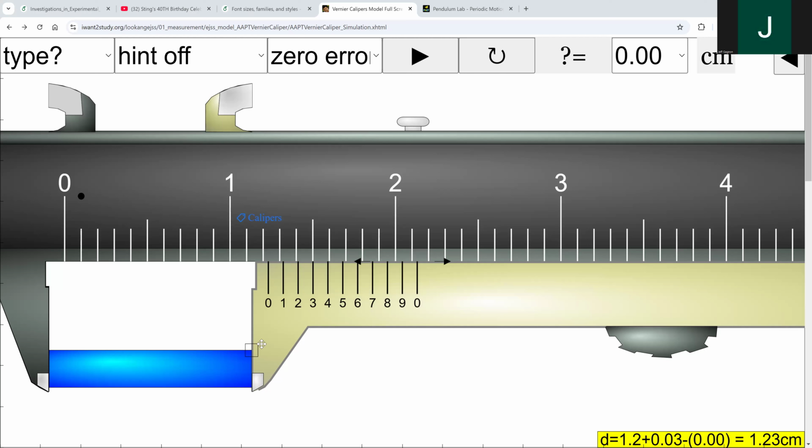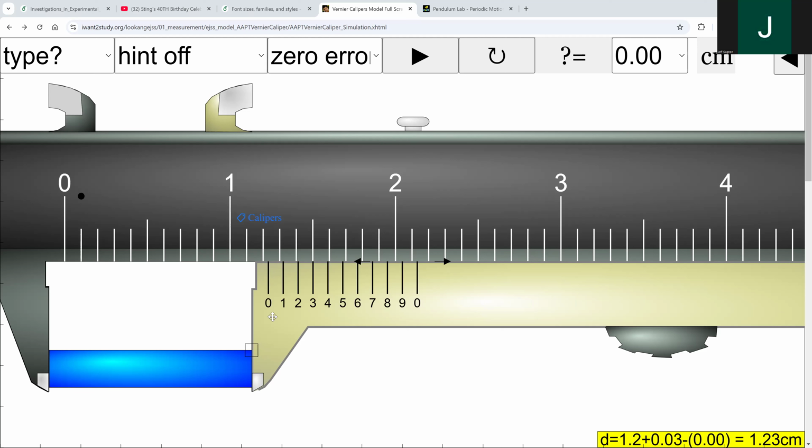And then to read that length, you're reading where the 0 here is on the main scale. This is sometimes called the index. Where does that 0 lie on the main scale? Well, if you look at this, you can see this is 1.0, this is 1.1, 1.2. It looks like it's 1.2 something, because it's in between 1.2 and 1.3. And just by eyeballing it, it doesn't look like it's quite halfway. So it might be like 1.22, 23, 24, something like that.